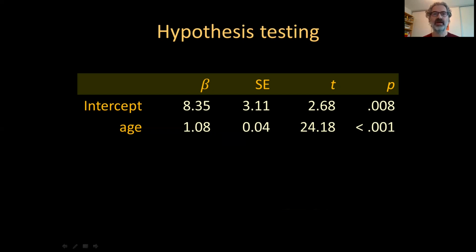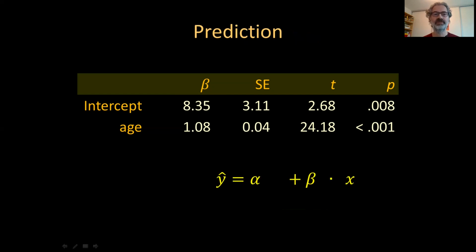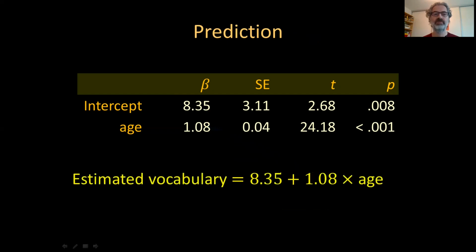How does this work with actual prediction? Let's bring back our formula. This is the simple linear regression formula, and we need to substitute the values that were estimated in the analysis. So 8.35 will go into the intercept, 1.08 will go into the slope, and our formula for these specific variables becomes like this. Estimated vocabulary equals 8.35 plus 1.08 times age.